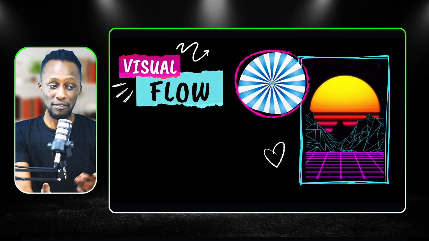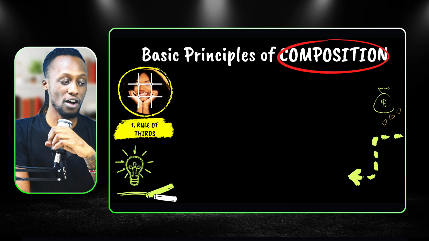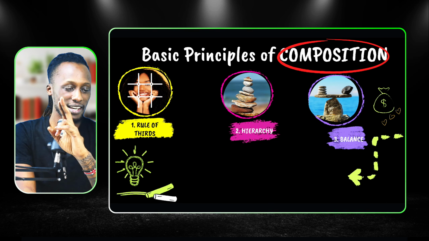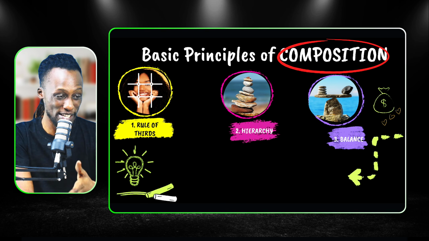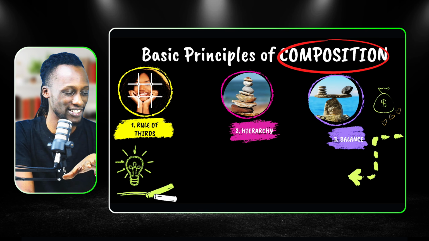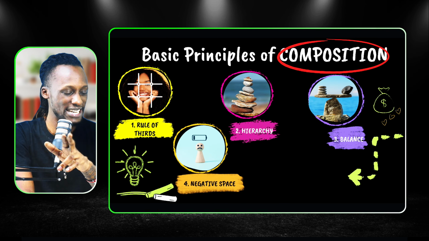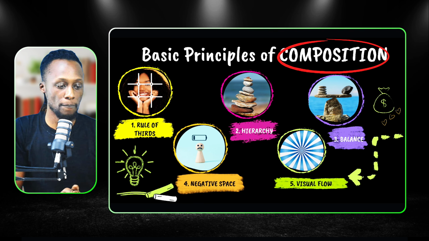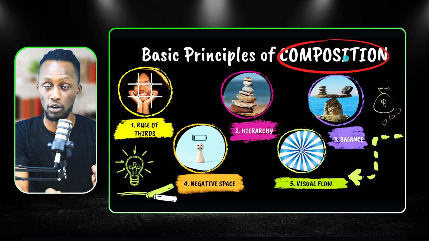And yeah, there we have it. Those are the top 5 basic principles of design composition. Number 1, rule of thirds. Number 2, hierarchy. Number 3, design balance. Number 4, negative space. Number 5 is the visual flow.